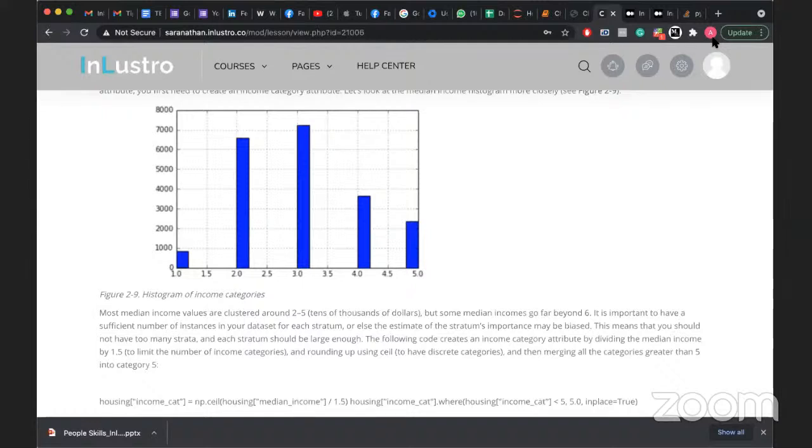If you have too many small strata, you'll have all strata having equal importance. If you only have very large strata, they will skew the bias. So there should be sufficient amount of data in each of the strata that you choose.